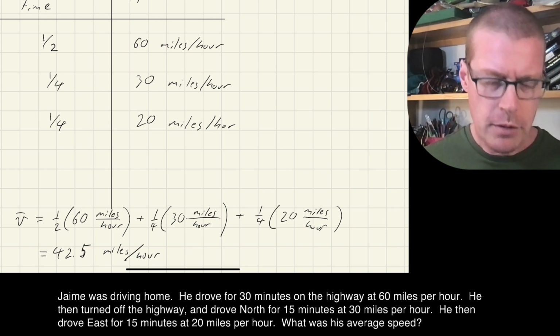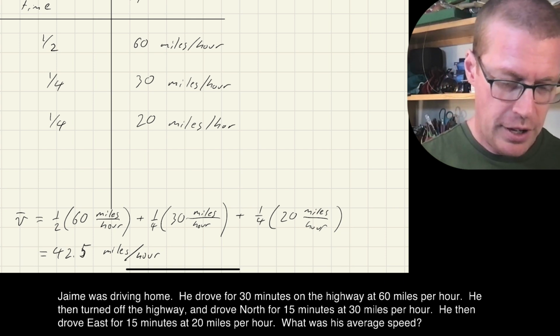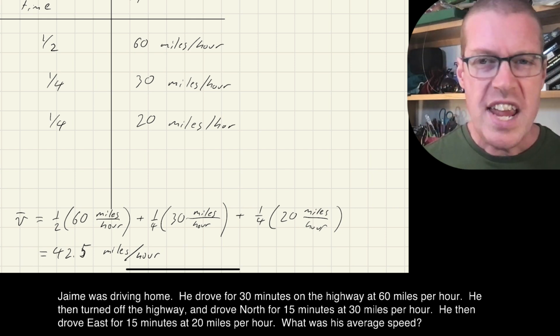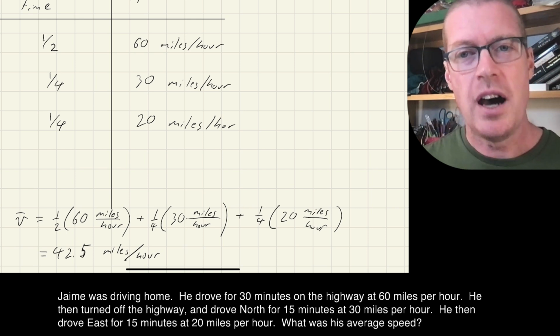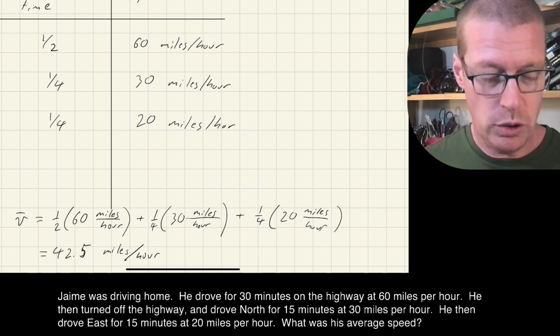Now, there's a more automated way to do this, which is, rather than first having to calculate the fraction of time spent, you just weight each speed by the time spent doing it, and then divide by the total time.